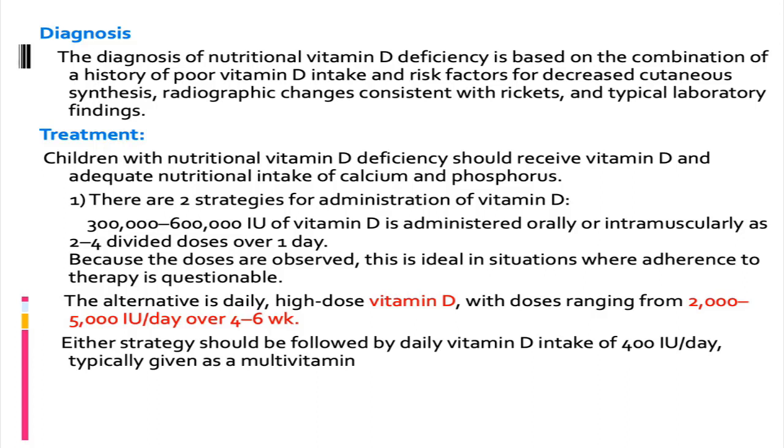The alternative pathway is to give daily high dose vitamin D with doses ranging from 2,000 to 5,000 international units per day over 4 to 6 weeks. This is better, and this avoids the side effect of hypervitaminosis, but sometimes we are forced to use the first therapy, especially when there is no compliance of the family.